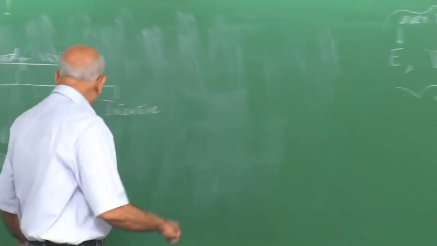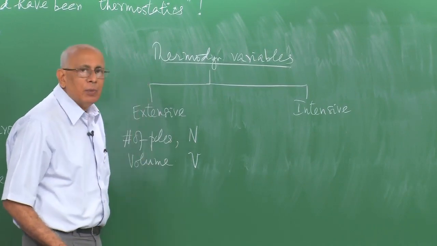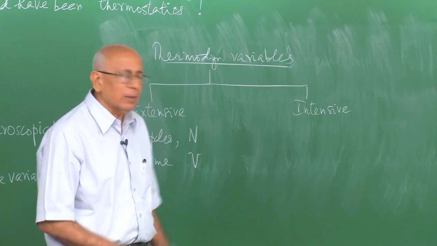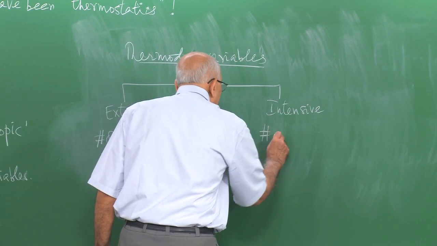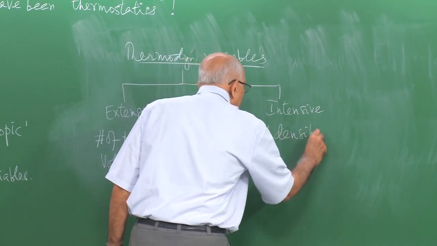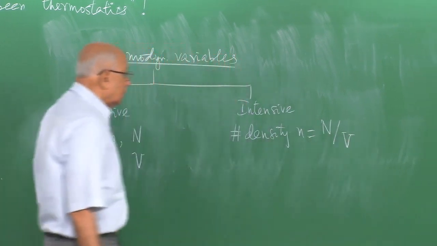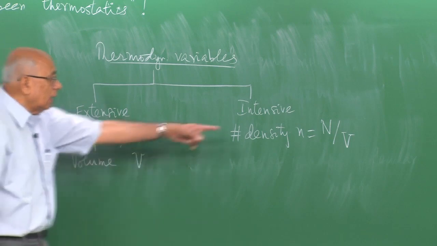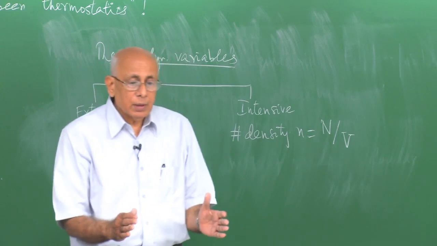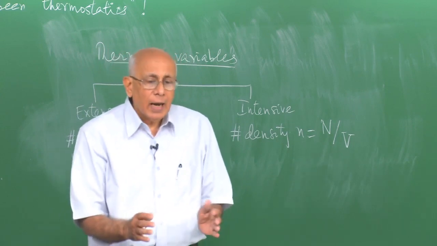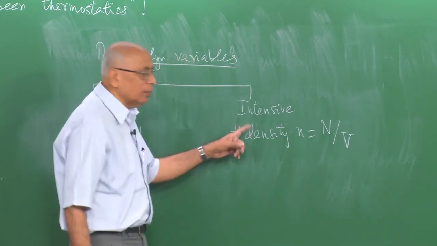On the other hand, corresponding to these two objects, one can think of an intensive variable which does not depend on the actual physical size of the system. For instance, the number of particles per unit volume. So, number density N over V. This clearly does not depend on the size of the system. If I take a certain volume V and put N particles in it, I double V, I double N, the density does not change. So, it is an intensive variable here.